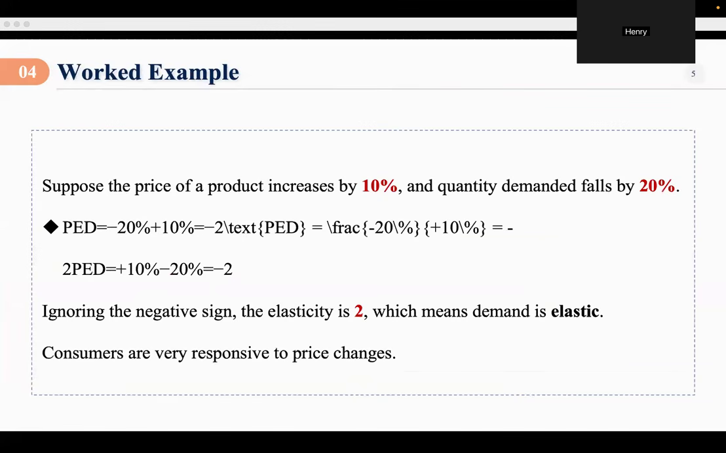Let's go through an example. Suppose price increases by 10% and quantity demanded falls by 20%. PED would equal negative 20 divided by 10, which equals negative 2. Ignoring the negative sign, the elasticity is 2. This means demand is elastic. Consumers are highly responsive to price changes. A small change in price leads to a relatively large change in quantity demanded.